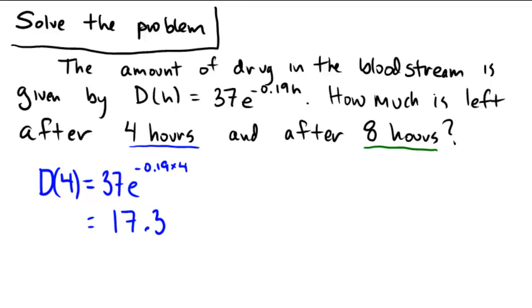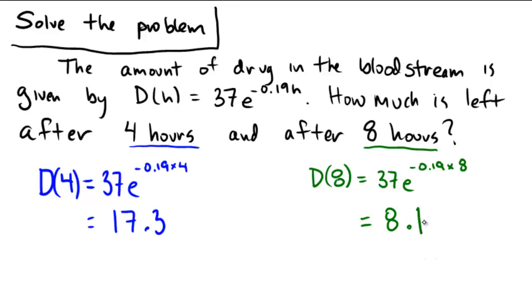So what would change for the 8? Well, that would just mean that we want D, the amount of drug, but we want how much is left after 8 hours. So same model, 37e to the negative 0.19, but instead of multiplying by 4 this time, we're going to multiply by 8, because it's asking after 8 hours. So 37 e to the power of negative 0.19 multiplied by 8. We're expecting this to be less, right my friends? Is it going to be half as much? No, it's going to be a little bit less than half as much. It looks like it's 8.09, so 8.1 rounded to one decimal place of accuracy.